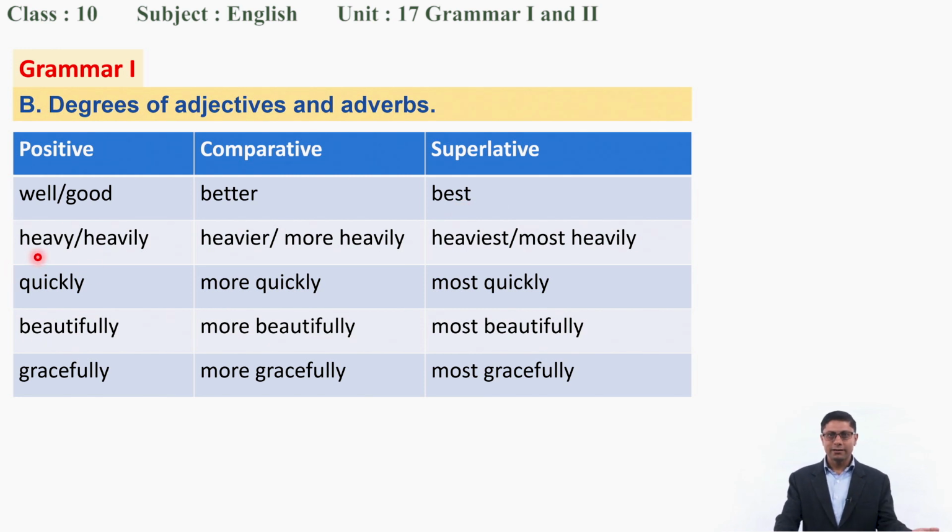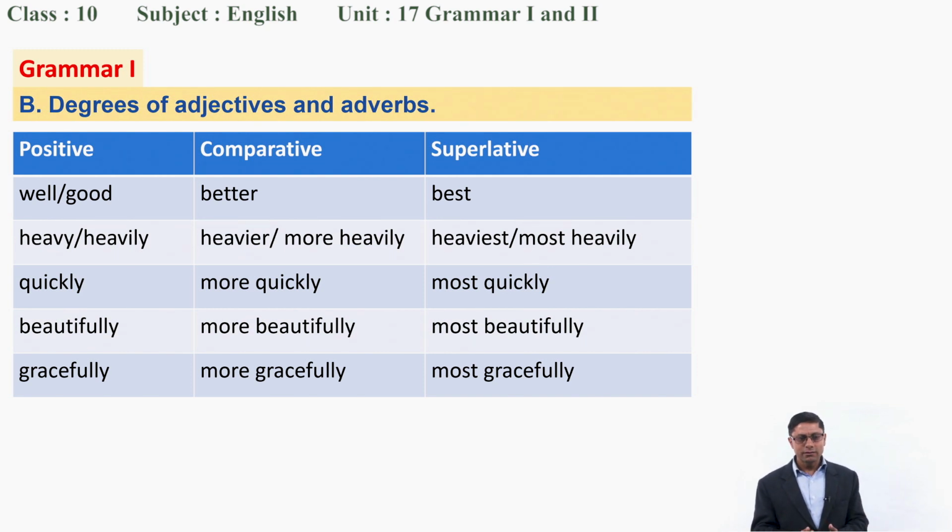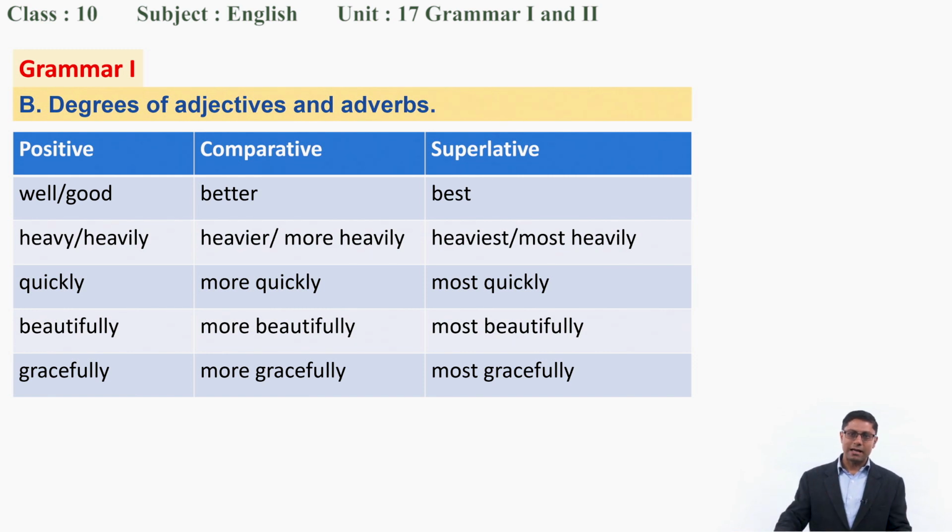Similarly, heavy is an adjective, heavily is an adverb. So heavy, heavier, heaviest, whereas heavily, more heavily, most heavily. Similarly, look at quickly. It's an adverb. More quickly, most quickly. Similarly, beautifully, more beautifully, most beautifully. Gracefully, more gracefully, most gracefully. These are just examples for you. You can find many adverbs and adjectives and find the comparative and superlative degrees. You can try it. Just the sample I have given to you.